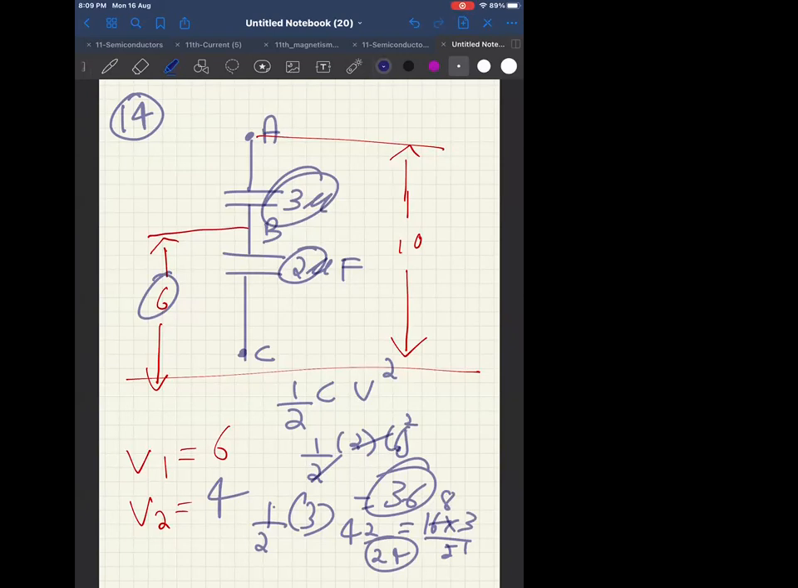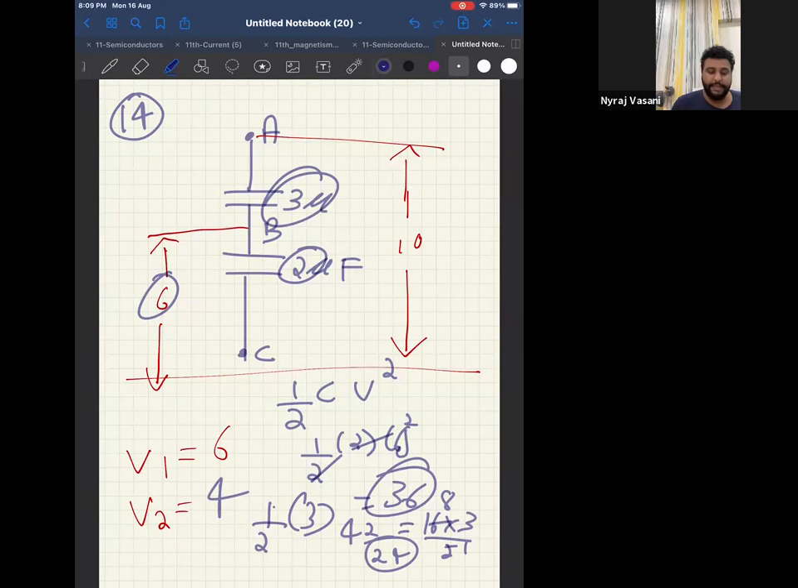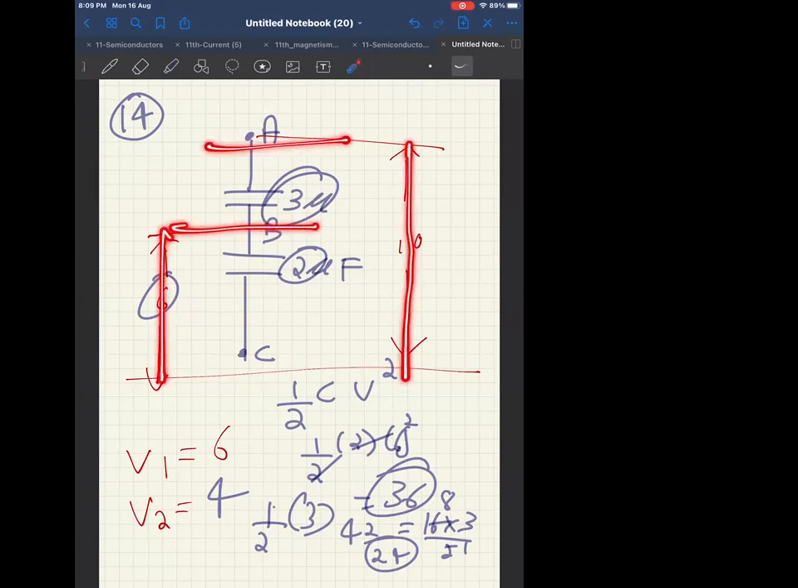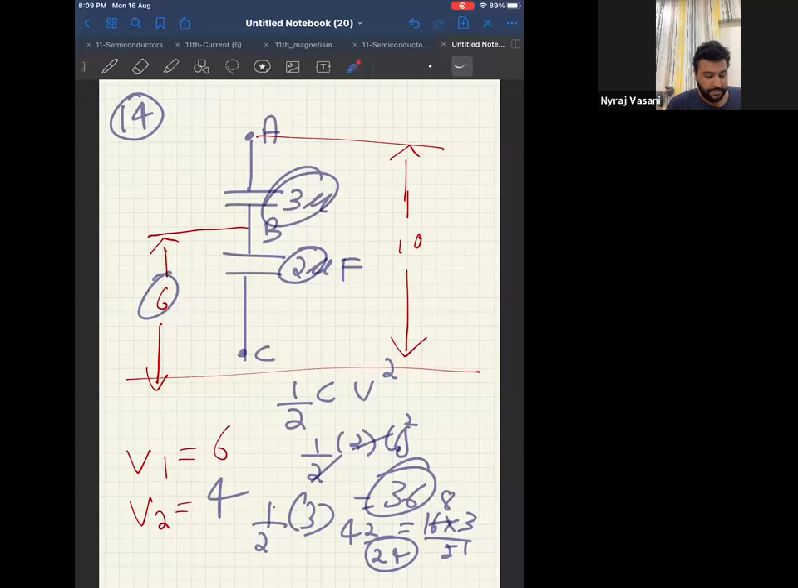Sir, in the question it is given 6 volts and 10 volts, no? Exactly. That is what I showed you in the diagram. This whole thing will be 10 volt. Look at the screen. In that, this is already 6. Therefore, how much will be left here? 10 minus 6, 4 volt. Yes sir, got it. Okay.